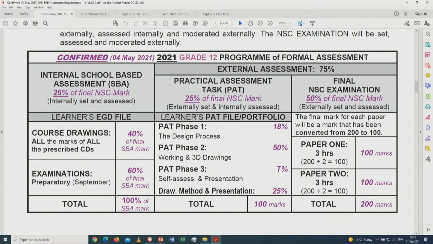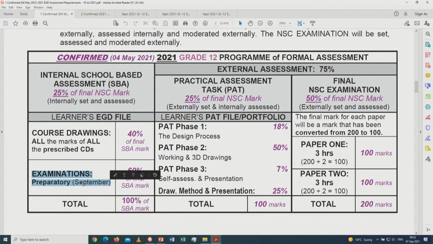The course drawings 40, 60, 100%, then the PAT basically 100 marks, and then if you go to this part, paper 1, 100 marks, paper 2, 100 marks, and then paper 1 and 2 combined to 200 marks, 100 marks for PAT, 100 marks for SBA. This, of course, includes the preparatory exam.